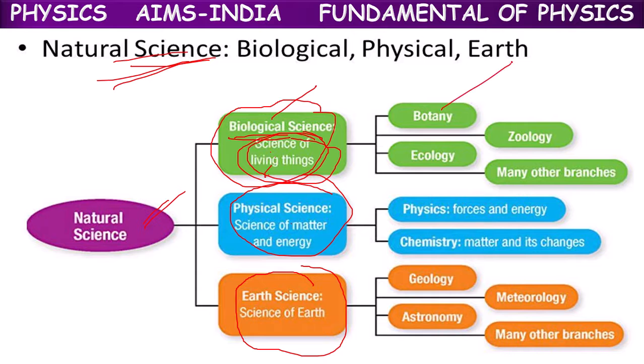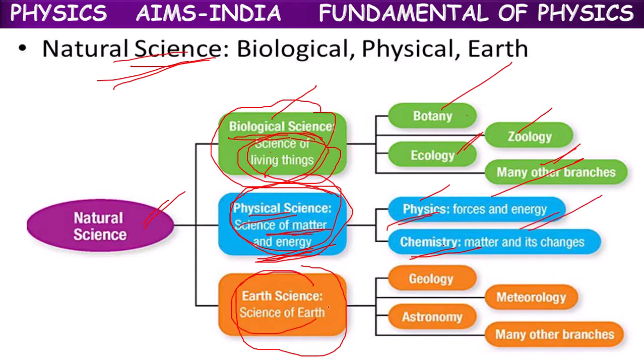In that, botany is there, zoology is there. Along with botany and zoology, ecology also is there, and we have many other branches. Next, physical science: the science which studies about matter and energy. So in physics, we study about forces and energy, and in chemistry, we study about matter and its changes.